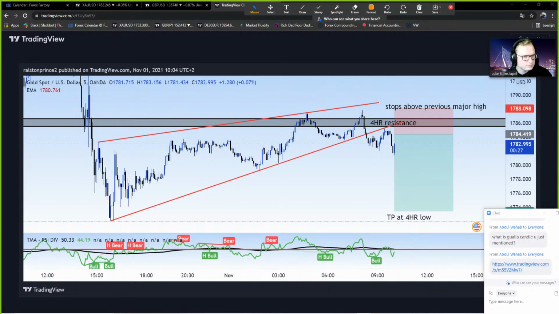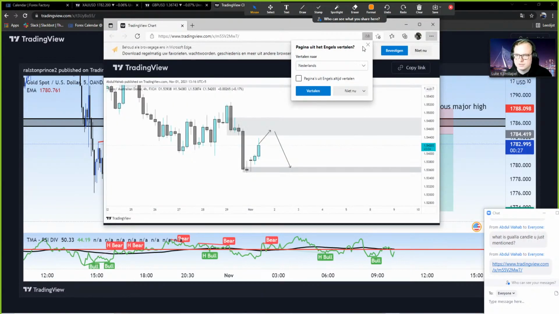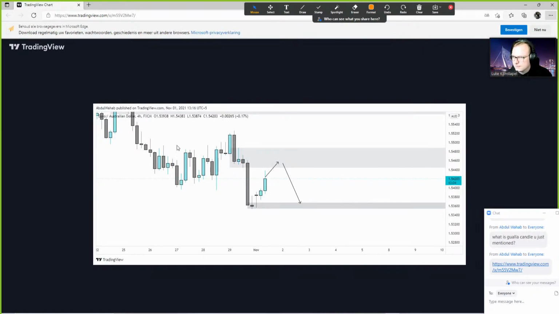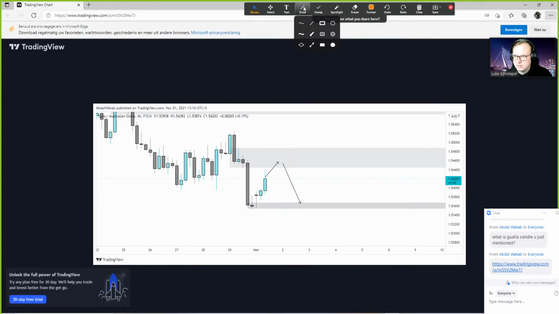Let's see. Then we have another chart coming in. Let's take a look. This is Euro Australian dollar.